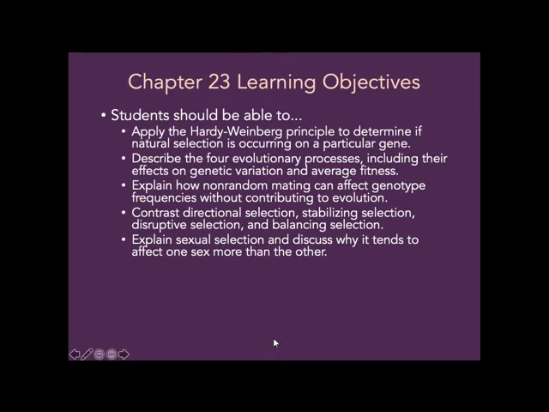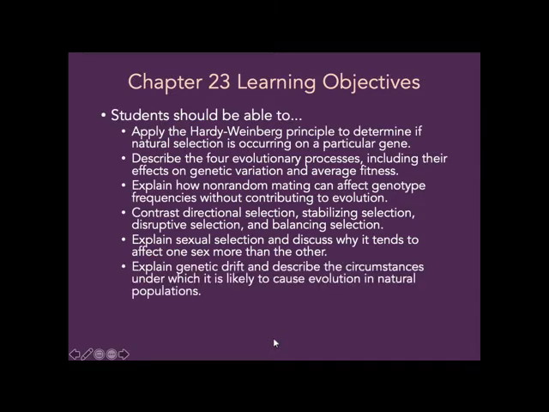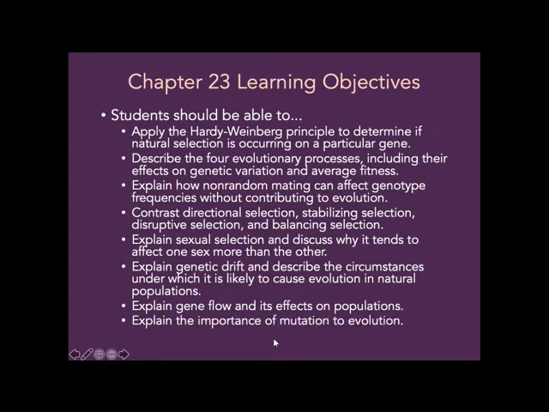You should be able to explain sexual selection and discuss why it tends to affect one sex more than others. You should be able to explain genetic drift and describe the circumstances under which it is likely to cause evolution in natural populations. You should be able to explain gene flow and its effect on populations. And you should be able to explain the importance of mutation to evolution.